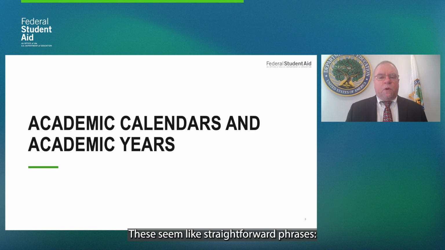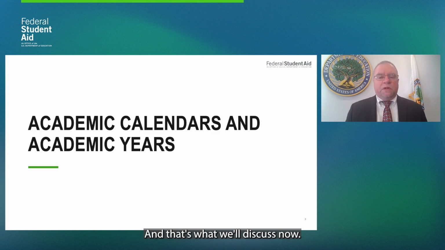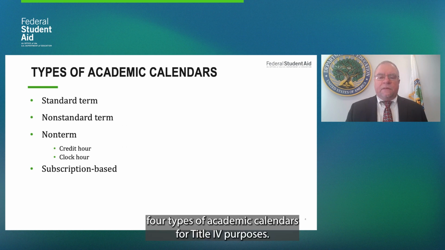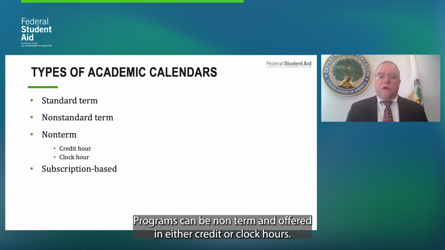These seem like straightforward phrases, academic calendars and academic years, but they have some special significance for Title IV purposes, and that's what we'll discuss now. There are 4 types of academic calendars for Title IV purposes. Programs can have terms, and those terms are either standard or non-standard. Programs can be non-term and offered in either credit or clock hours.